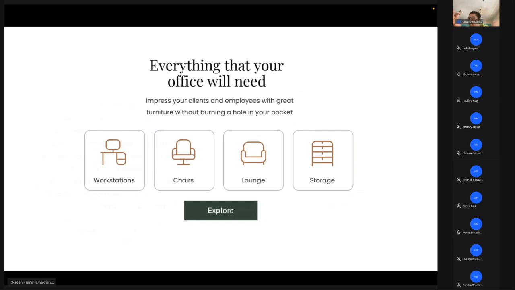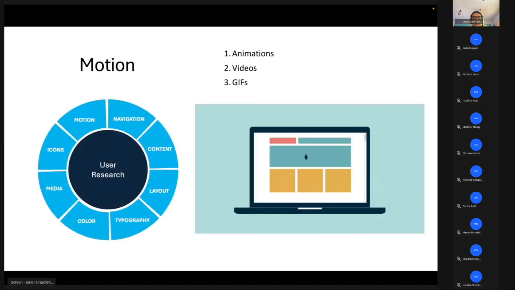Now here, since we are talking to a startup founder who will not have a lot of time on his hands, keep your interface very simple, right? That is the design choice I'm making. So if you look at this, right, you have workstations, chairs, lounge, and storage, right? So all these icons are simple. So determine the design language based on, again, your user. What kind of iconography would help best with the user, right?